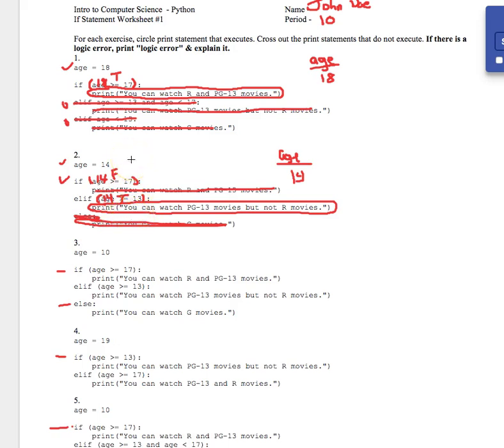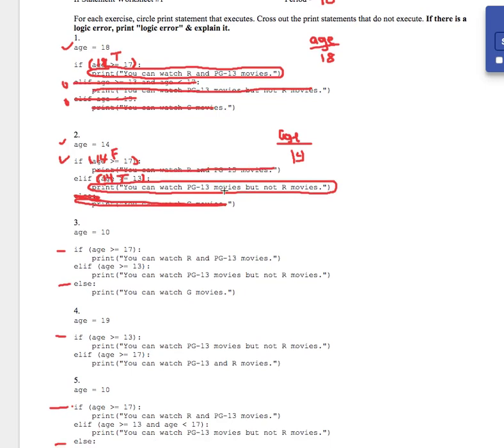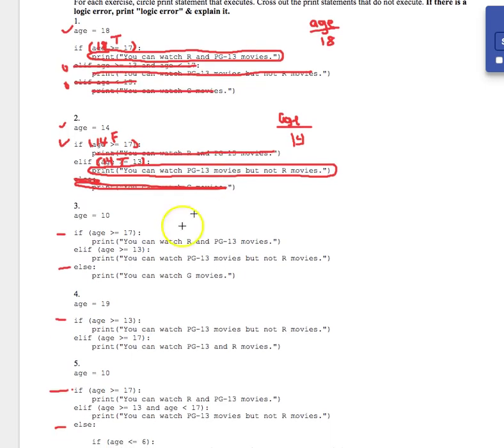Now, does this make logical sense? Did the coder do a good job coding this? Yeah. If you're 14, in the state of Pennsylvania at least, can you watch PG-13 movies but not R movies? Yeah, that makes logical sense. Let's move on then to number 3, but after I pause the video and take questions.